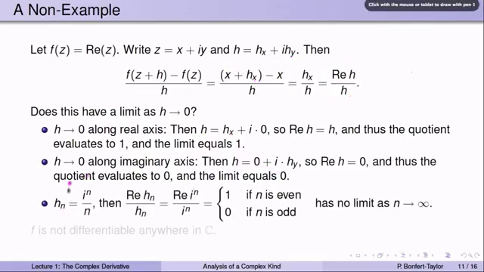Let's next look at a sequence hn that approaches 0 in a spiral type way. hn is i to the n over n. We know the sequence approaches 0. What is the real part of hn divided by hn? The dividing by n happens in both numerator and denominator, and therefore cancels out. The numerator is the real part of i to the n over n.